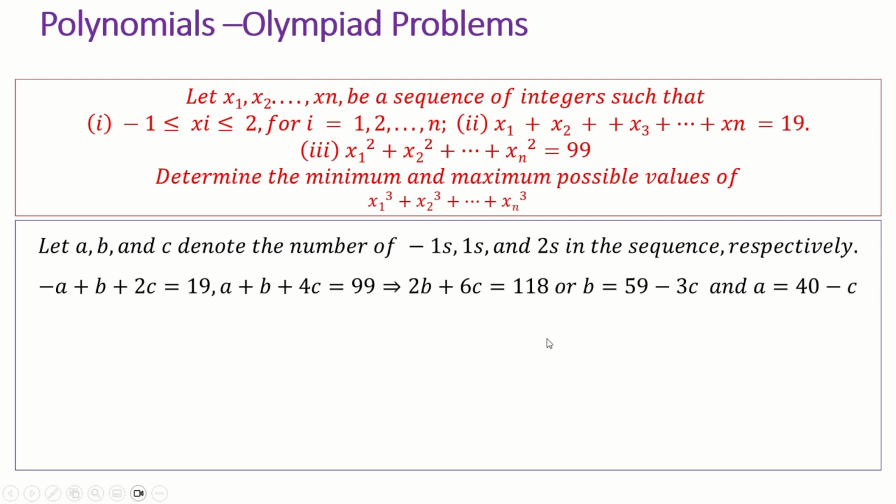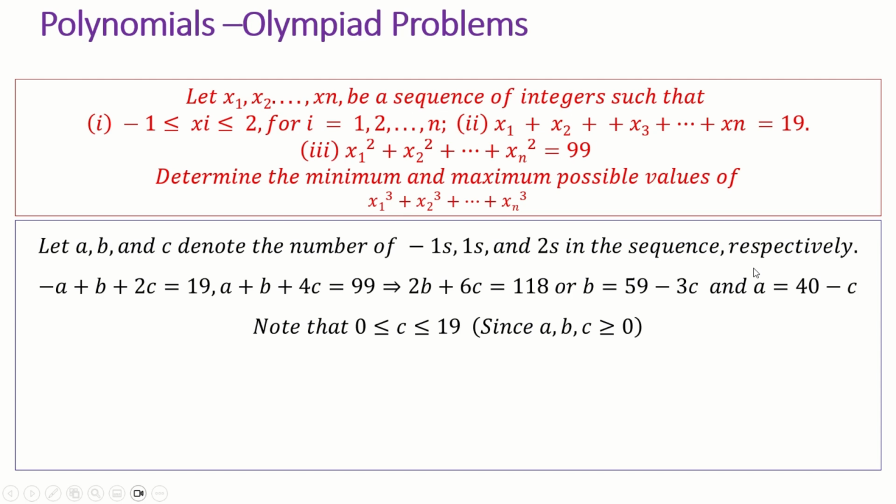Now, if you check the range, c is between 0 and 19. How did I come to this conclusion here? If you see this equation here, b equal to 59 minus 3c, correct? What are a, b, c? Can they be negative? No, there cannot be a negative number of minus 1s and 2s, right? They have to be positive. They cannot be zero also, in fact, right?